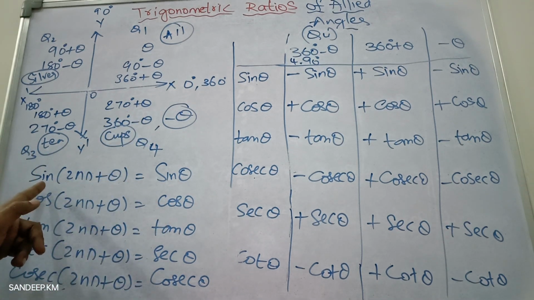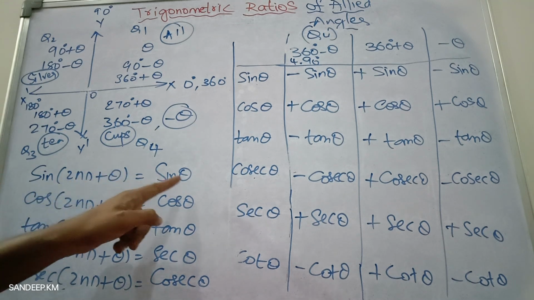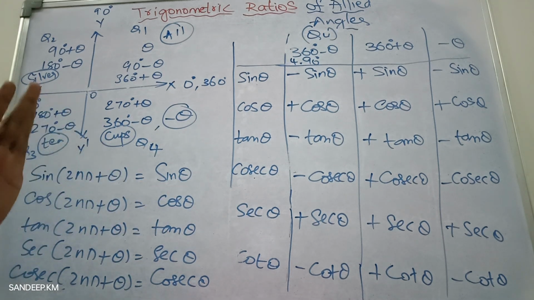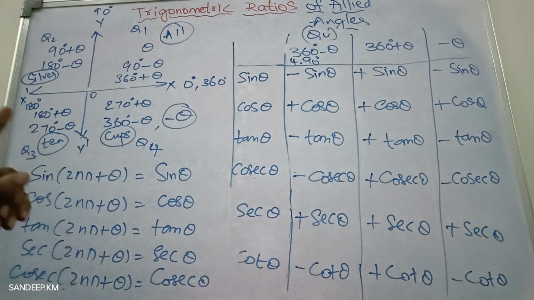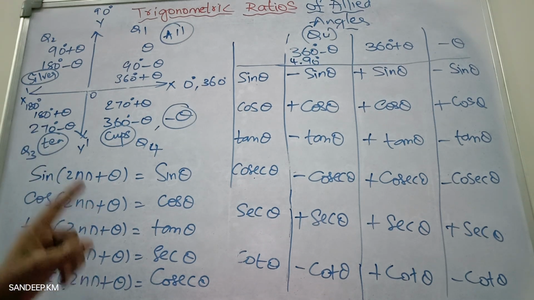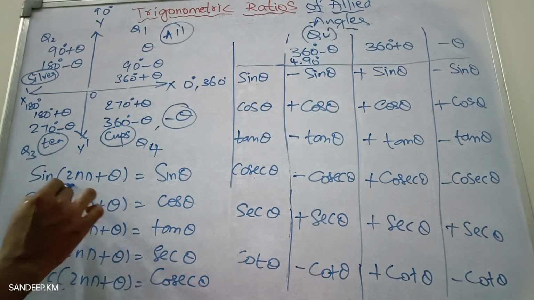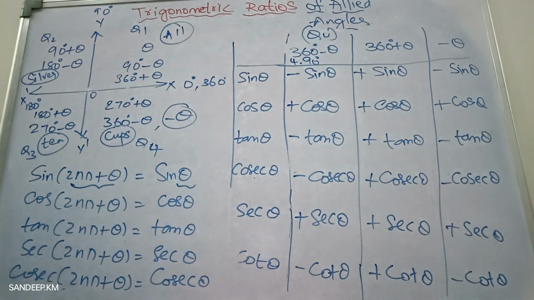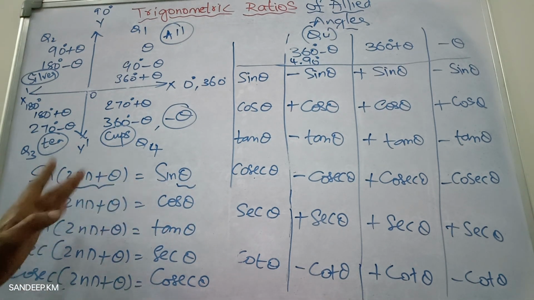So trigonometric ratios of the coterminal angles are equal to each other. Keep this in mind, dear students. Trigonometric ratios of coterminal angles are equal to each other. If this angle and this angle are coterminal angles, then they are equal to each other.